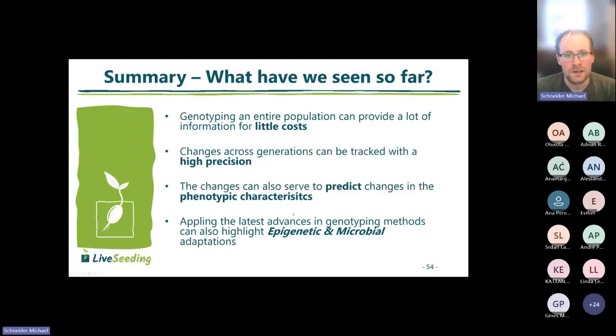So I want to highlight here a short summary of what we have seen so far. We can genotype an entire population and extract a lot of information for little cost from this.